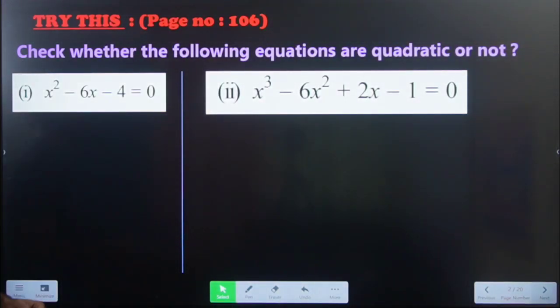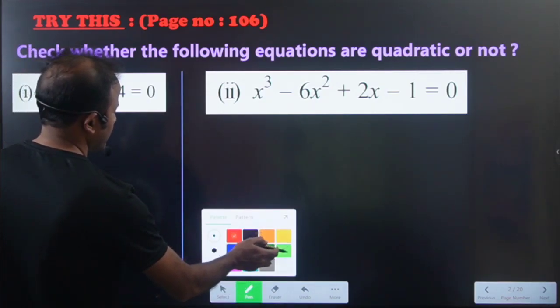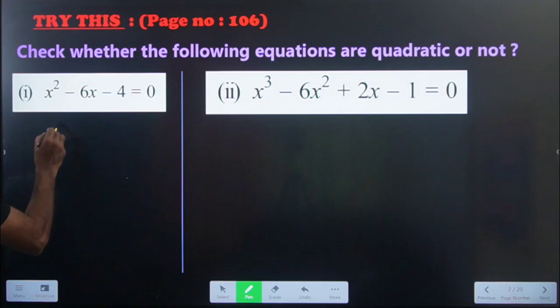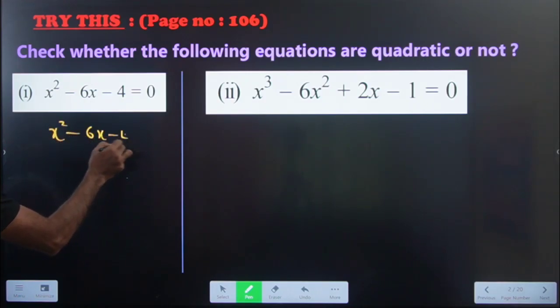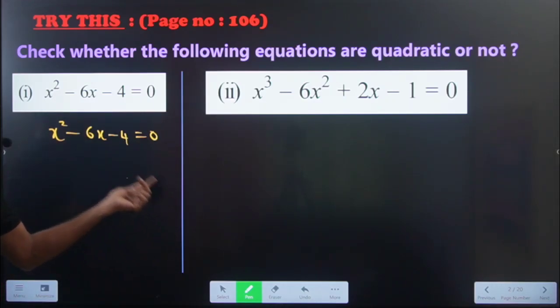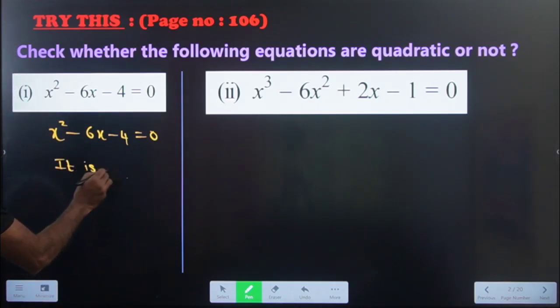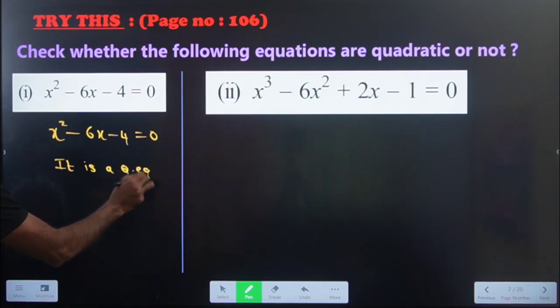Check whether the following equations are quadratic or not. Here we have the equation x square minus 6x plus 4 equal to 0. Now you see, is it quadratic equation or not? X square minus 6x minus 4. Yes, it is a quadratic equation. Why? Because it is in the form of ax square plus bx plus c equal to 0. The highest power of variable we have here 2. Therefore we called as it is a quadratic equation. So it is a quadratic equation.